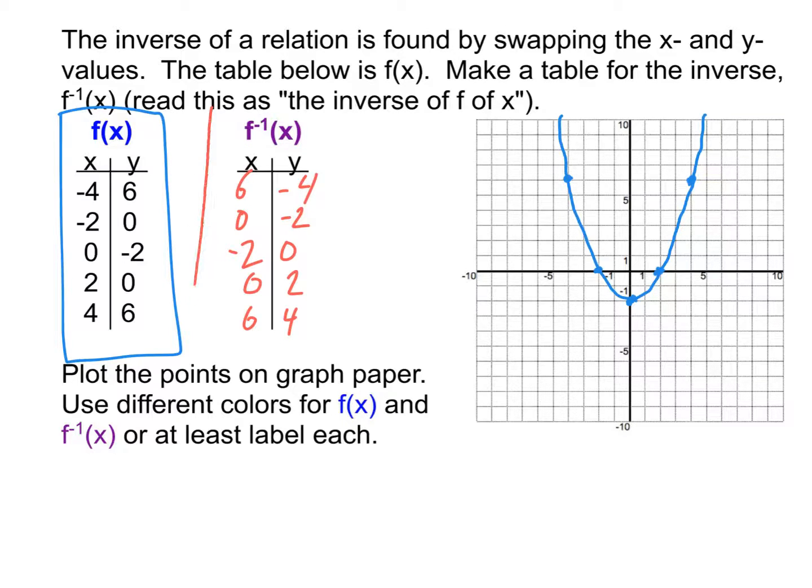Then next up, on the same set of axes, we are going to graph the inverse of f of x. I'm going to be doing it in red. Now, if you don't have separate colors, you'll want to label each of the graphs with the function name. So the first one would be f of x. All right, so now we just go through and again, plot each of the points for the inverse of f of x, just like we did for the first one.